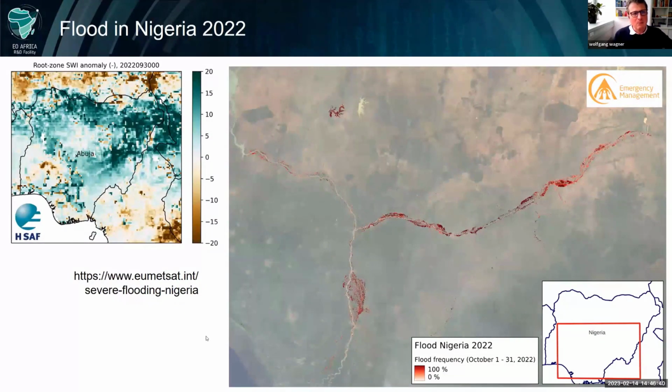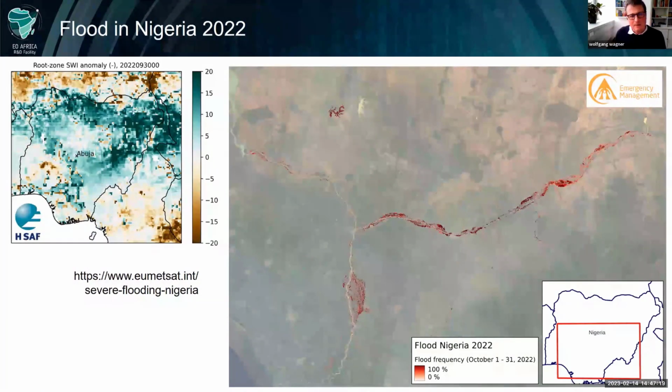Maybe a next example was flooding in Nigeria last year in, say, the September-October timeframe, where we saw from the ASCAT data very massive wet conditions at the end of September, and then rain kept on falling. That led also to flooding around major river systems in Nigeria. The extent was not as large as for Pakistan, but obviously still extremely large areas were flooded at that time.